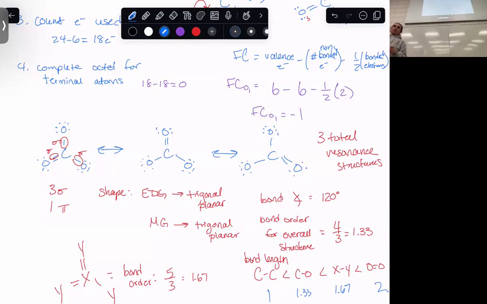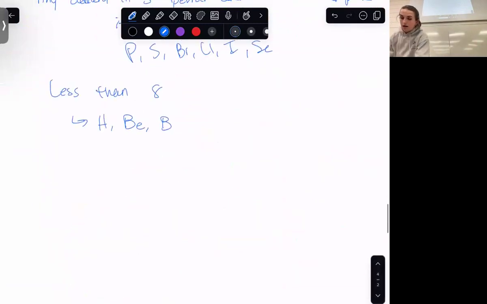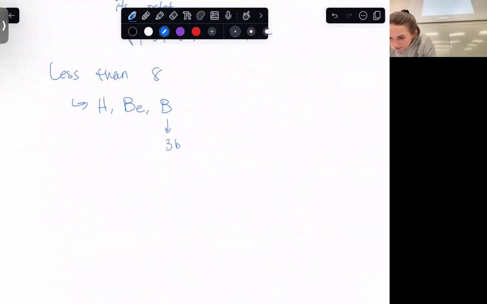So we already know hydrogen is less than 8. Boron and beryllium. Are those the only 3 that have less than 8? Nope, everything else will make 8. Boron will make 3 bonds and have 6 electrons, and beryllium will make 2 bonds and have 4 electrons.